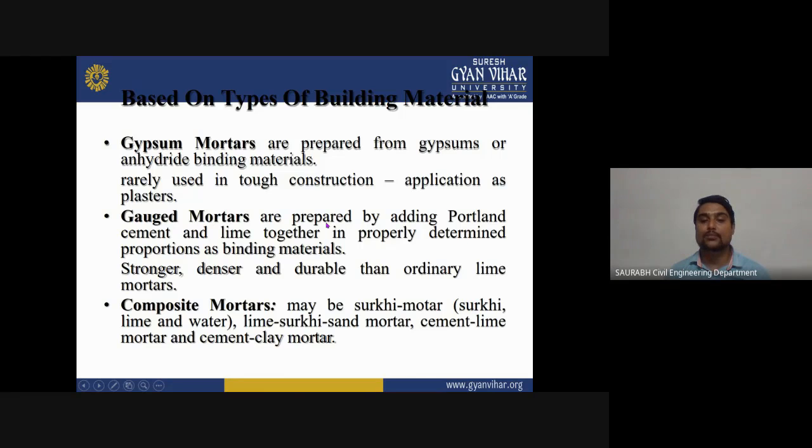Now we will see composite mortar. What is the meaning of composite mortar? It means that when you add two materials together, it becomes composite mortar, and it may be surkhi mortar. Surkhi mortar is made from lime, surkhi and water. Then there are lime surkhi sand mortar, cement lime mortar, and cement clay mortar.